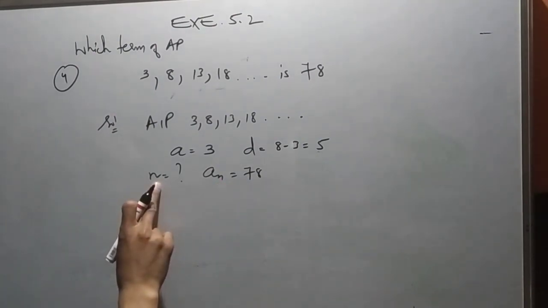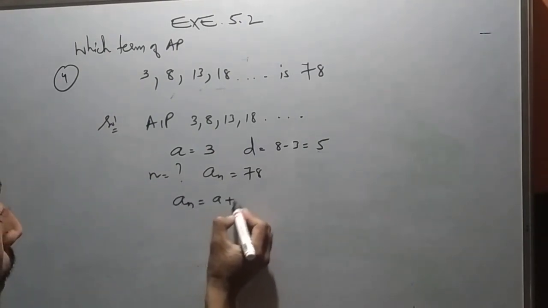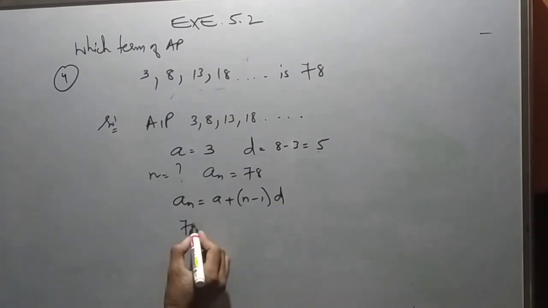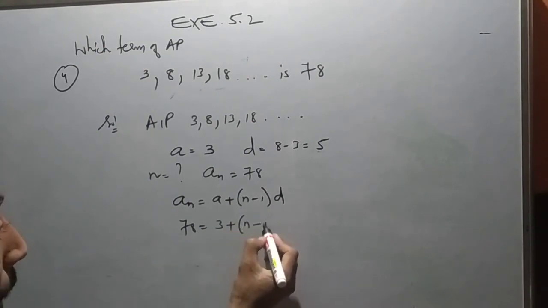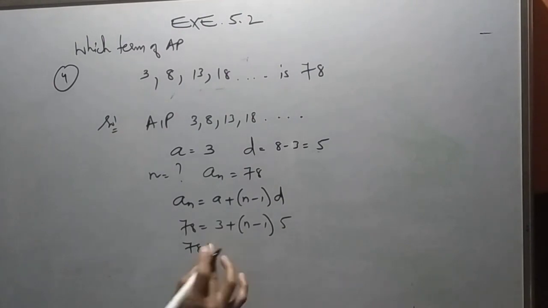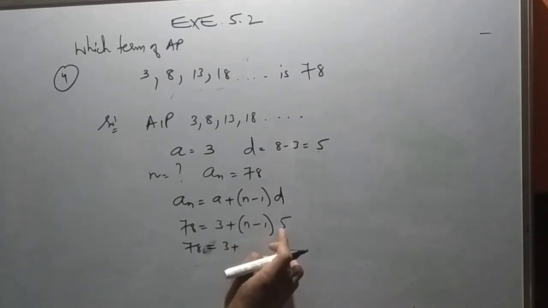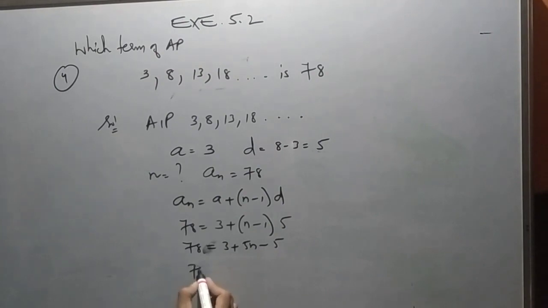The formula is an equals a plus n minus 1 into d. The term is 78, the first term is 3, n is the unknown, and d is 5. So 78 equals 3 plus n minus 1 into 5. Opening the bracket, 5 into n is 5n, and 5 into minus 1 is minus 5.